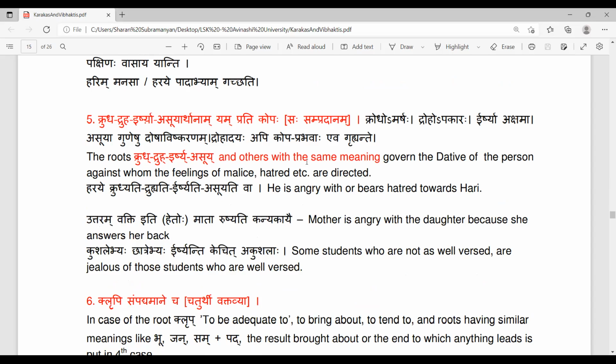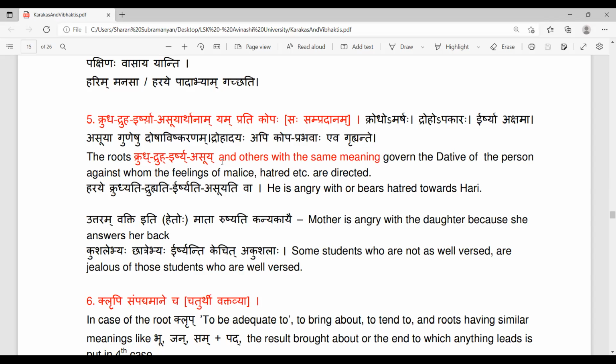So these dhatus, and other dhatus also with the same meaning, govern the Chaturthi Vibhakti, against whom the feelings of krud, meaning malice, that is krodha; druh is hatred; irshya, asuya, jealousy, all these are emotions. These are the other dhatus having similar meaning. Towards whom these emotions are directed, that will take Chaturthi Vibhakti.